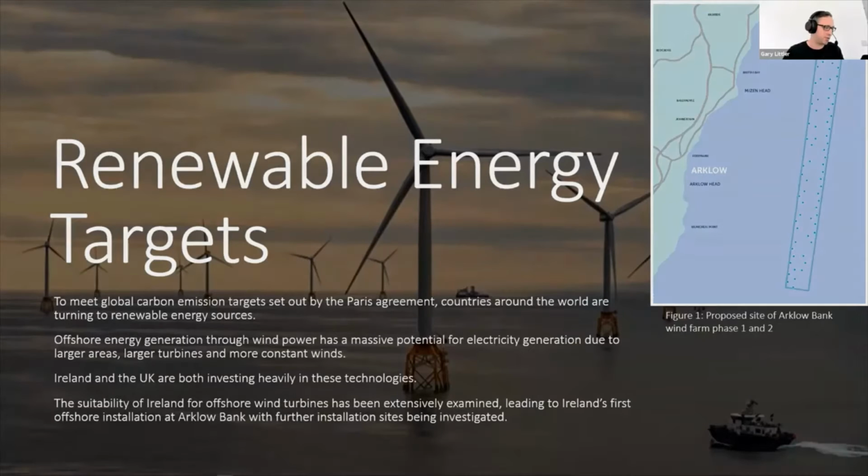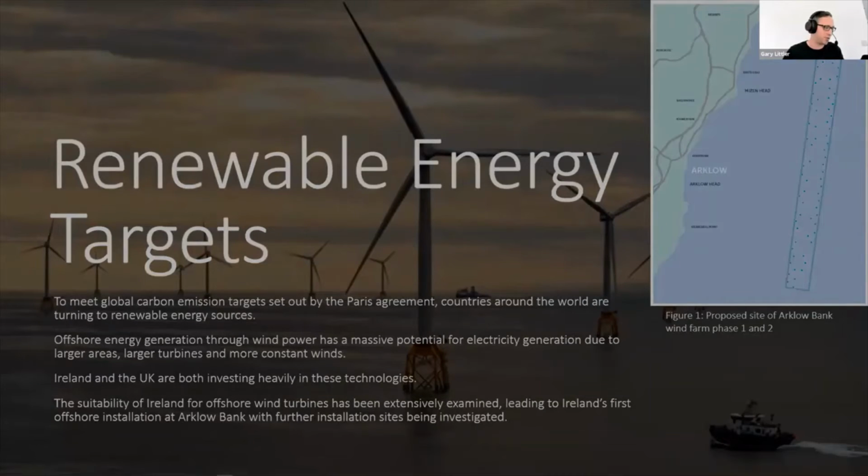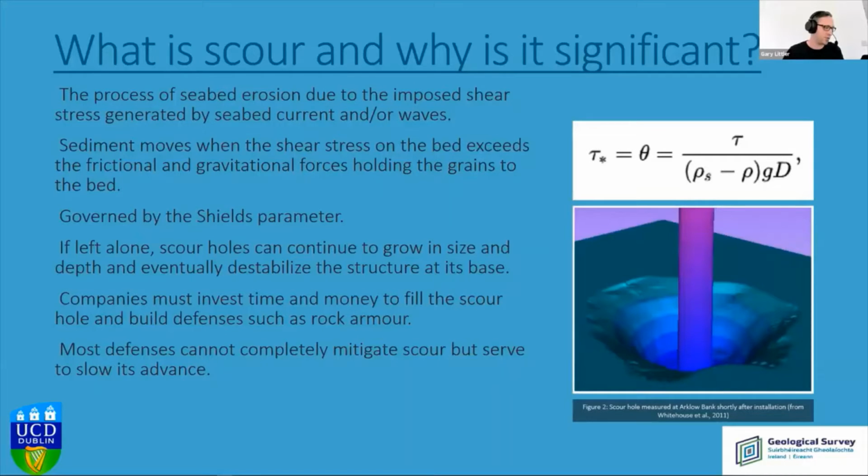So what is scour? Scour occurs when shear stress on the bed exceeds the frictional and rotational forces that are holding the grains in place, governed by the Shields parameter, a dimensionless number, as you can see on the right-hand side. And if you leave it alone, something like this can happen. This is shortly after the installation of a monopile at Arklow. If you leave that alone, I'm sure you can imagine the catastrophe that could occur with destabilization of the structure or possible toppling.